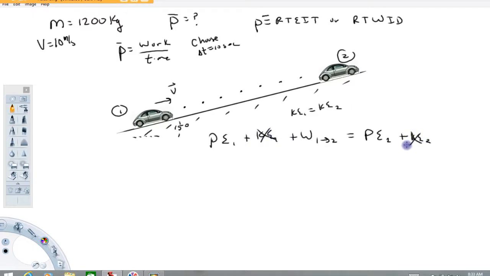Now, it's not that they're zero. I am not saying that the kinetic energy is zero. What I'm saying is they are the same. So if I subtract this from both sides, they would be gone.